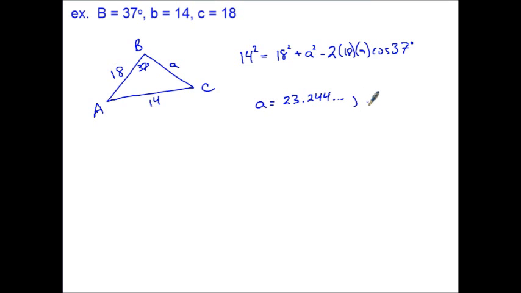And my second quadratic formula answer is 5.506, and certainly that would make sense as well. So basically, here's my two-triangle scenario. You'd have to set up the one triangle with A being 23.2, a second triangle with A being 5.506, and then find the other 2 angles based on those numbers.